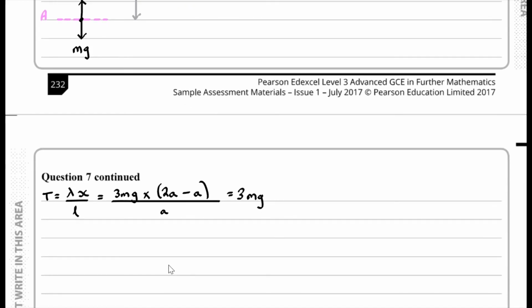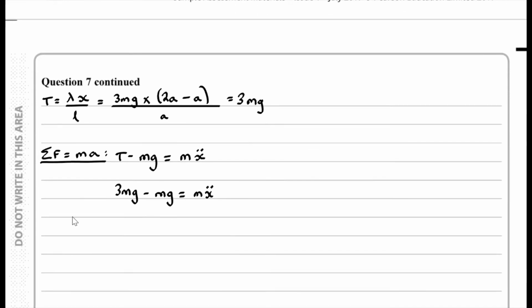And now if we use the sum of the forces equals mass times acceleration, we've got T minus mg equals m x double dot. So we've got 3mg minus mg equals m x double dot, where of course x double dot is the acceleration, and therefore you'd find the acceleration x double dot to equal 2g meters per second squared.